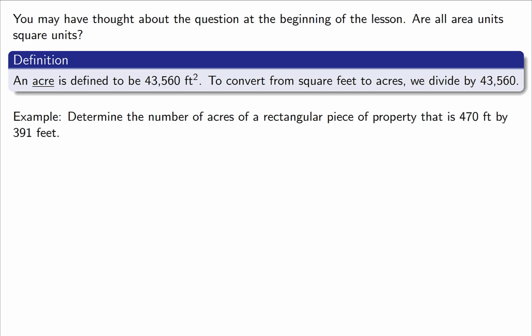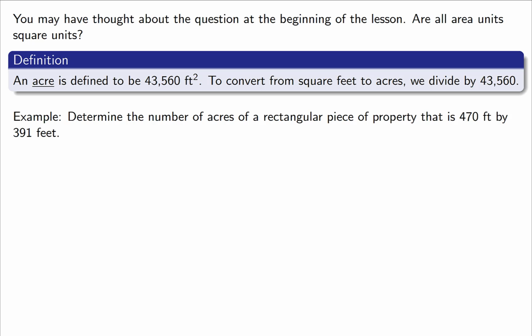It's a very strange number, though. It's defined to be 43,560 feet squared. And this number is somewhat arbitrarily picked, but originally an acre was designed to be the amount of land one horse could plow in one day. And this is just what we found to standardize it within reason. So let's do one example of this.